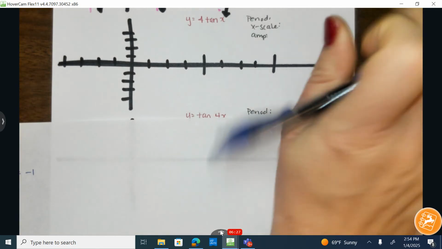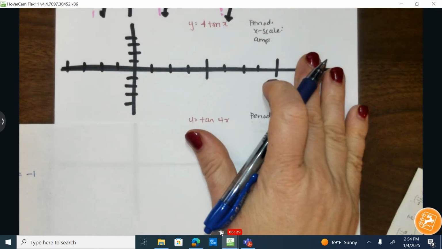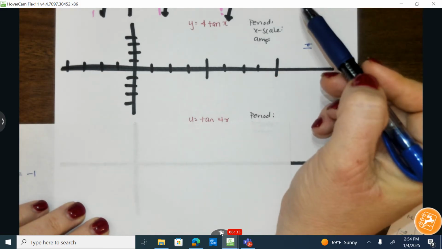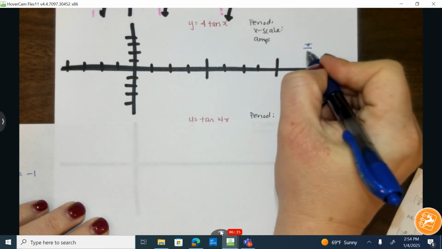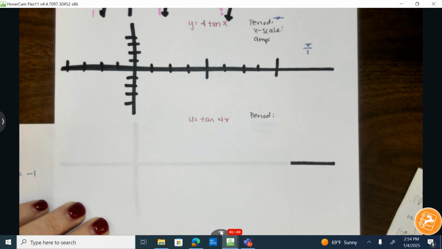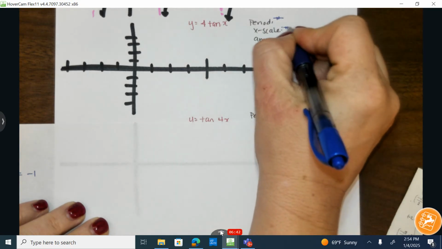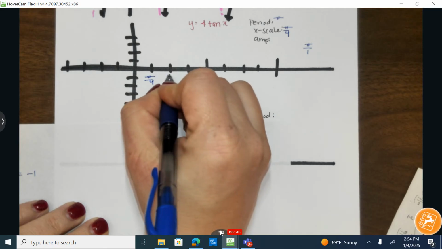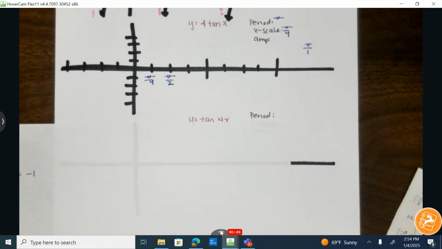Remember, to figure out the period, I'm going to take pi and divide it by the value directly in front of the x, called the b value, so I end up with pi. And then to get the x scale, just like sine and cosine, we have 4 steps, taking pi and dividing by 4. So I'm going to look up above here, and I'm going to copy this down.